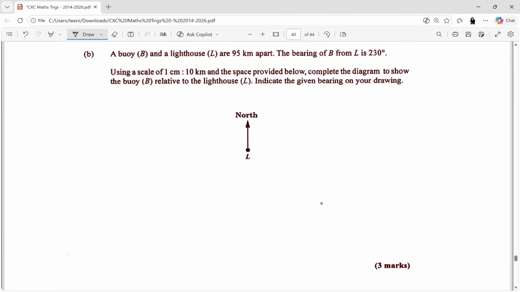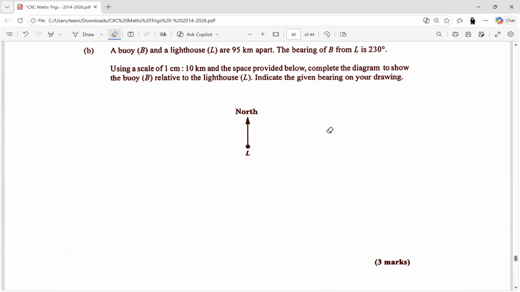Okay, the second part of your January 2026 question: a buoy, B, and a lighthouse, L, are 95 km apart. The bearing of B from L is 230 degrees. Using a scale of 1 cm to represent 10 km and the space provided below, complete the diagram to show the buoy B relative to the lighthouse L. Indicate the given bearing on your diagram.